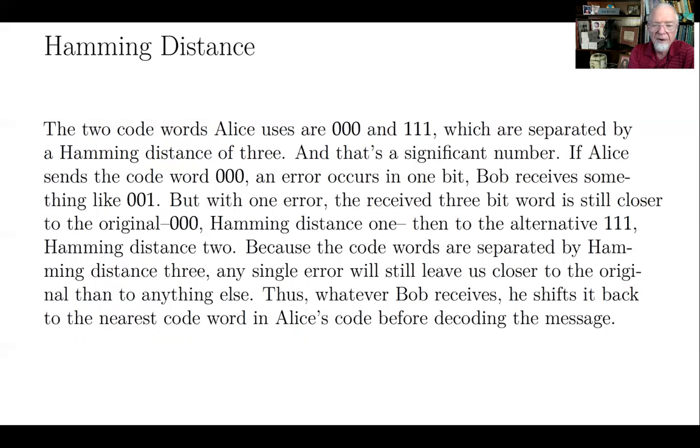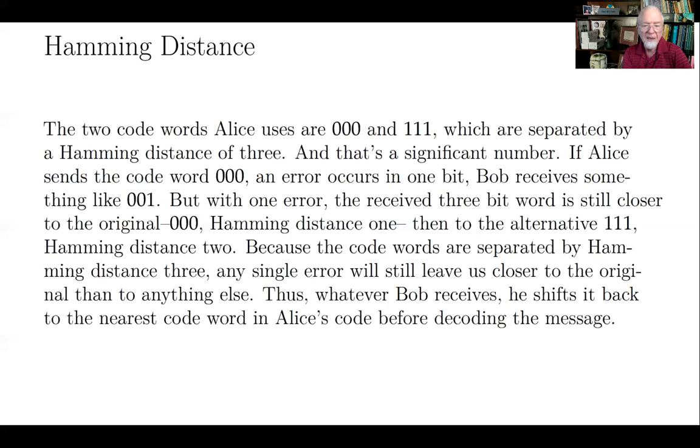An error occurs in 1 bit. Bob receives something like 0, 0, 1, but with 1 bit error, the received 3 bits is still closer to the original 0, 0, 0. The Hamming distance is 1, as opposed to the alternative 1, 1, 1, which has distance 2 from 0, 0, 1.